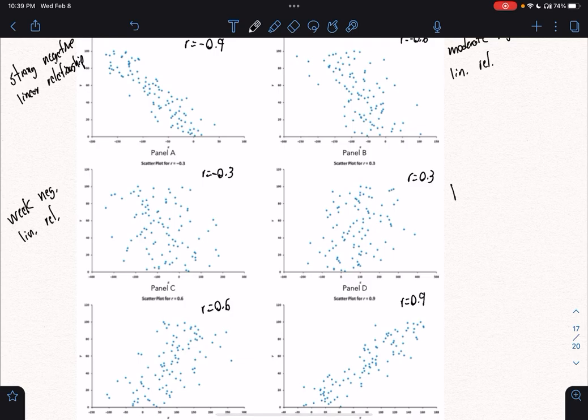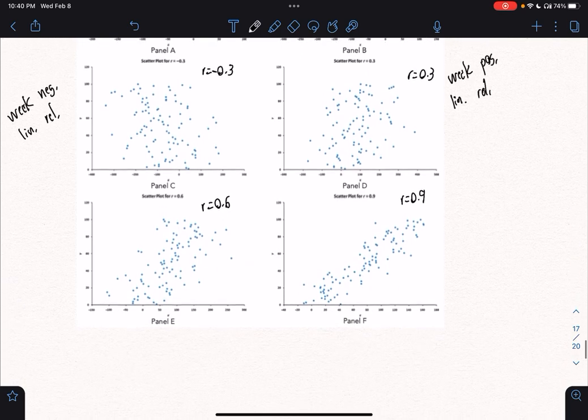And over here, we have a, I should be consistent, weak positive linear relationship. And then our final two plots. Here we have a moderate positive linear relationship. So we have a positive 0.6, right? As x is increasing, y is increasing as well. So we get a positive value.